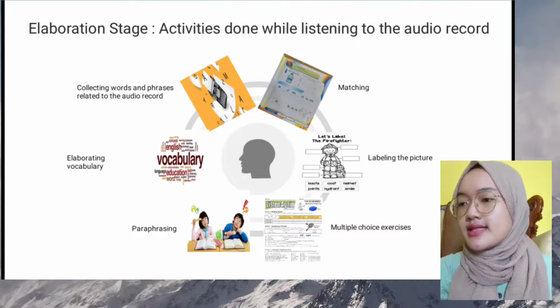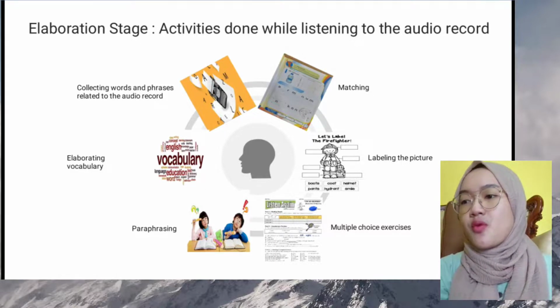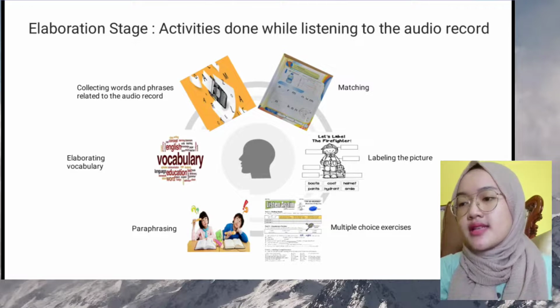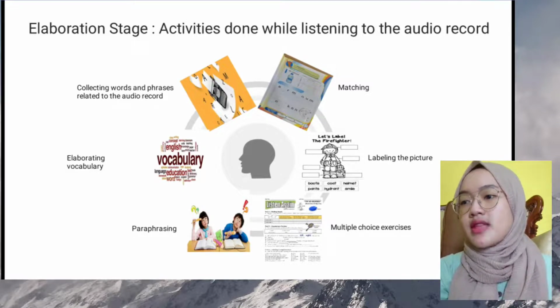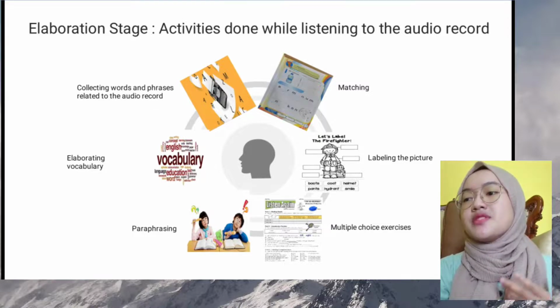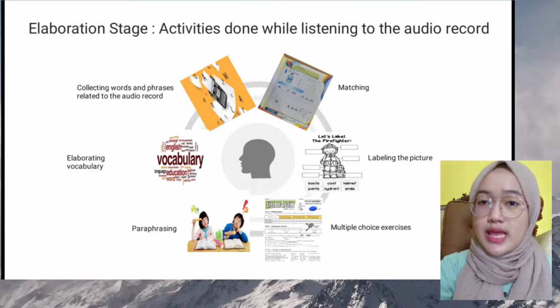The next is labeling the picture. The students can label the picture with the words, phrases, sentences, or data based on the audio record. The students create their own label. This labeling can be done in pair or in group. The teacher can guide the students to the labeling.